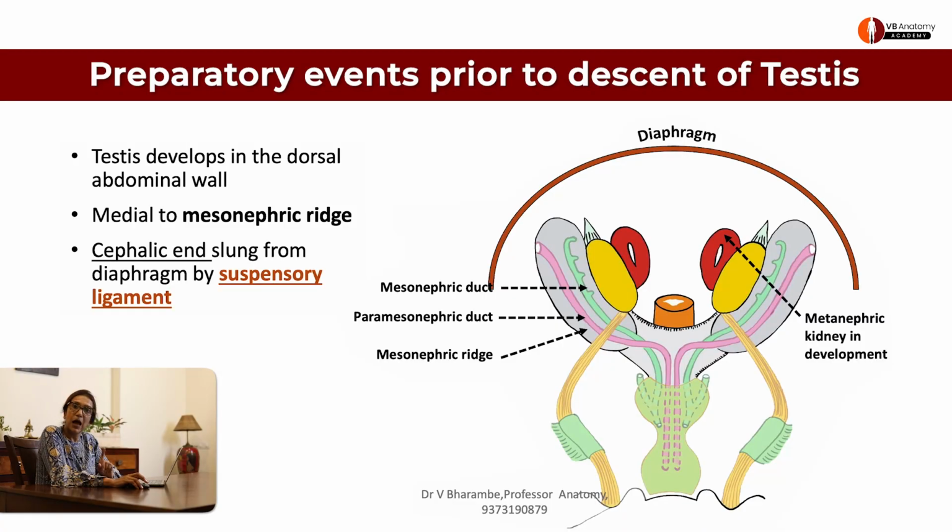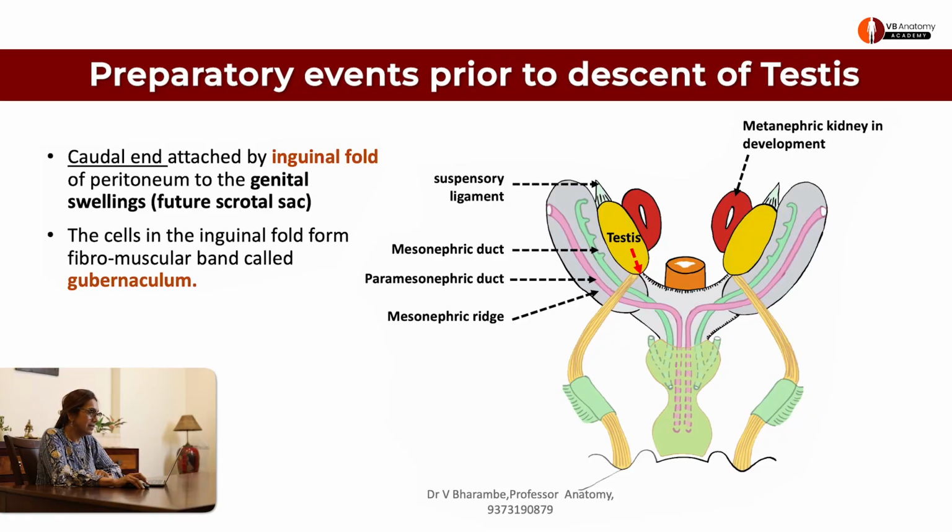So, what is the situation like now? The testes have been developed. They are right there in the dorsal abdominal wall, quite close to the diaphragm, suspended from the diaphragm by the suspensory ligament at the cranial end. Think of them as a pendulum. Imagine that testis is suspended from the diaphragm by a suspensory ligament. At its caudal end, the testis is attached by the inguinal fold to the genital swellings.